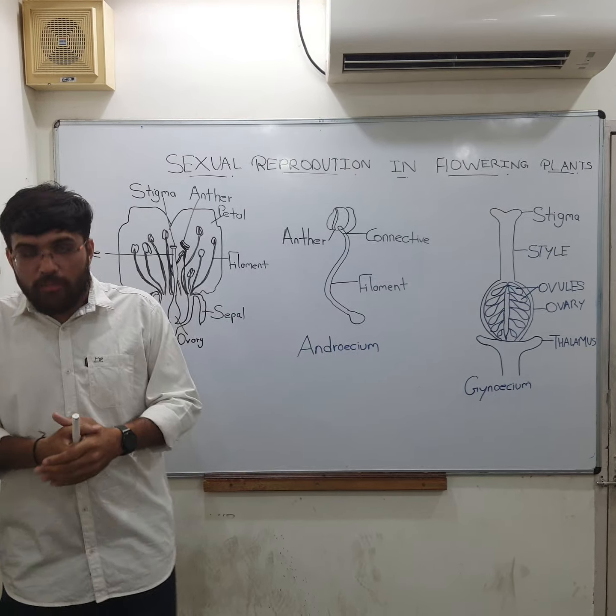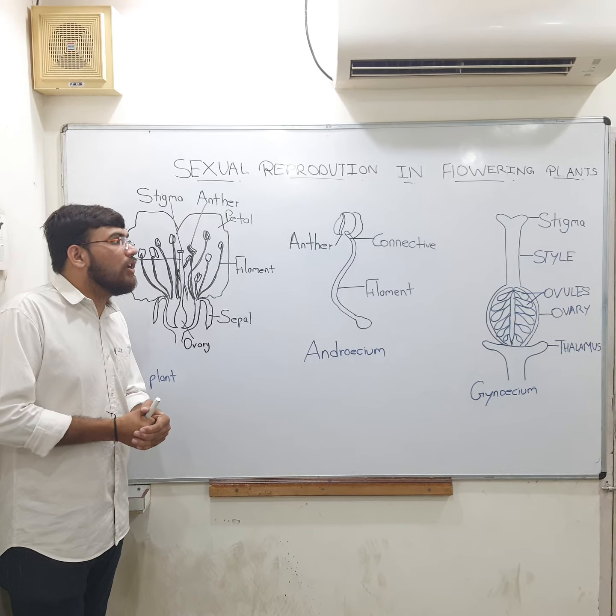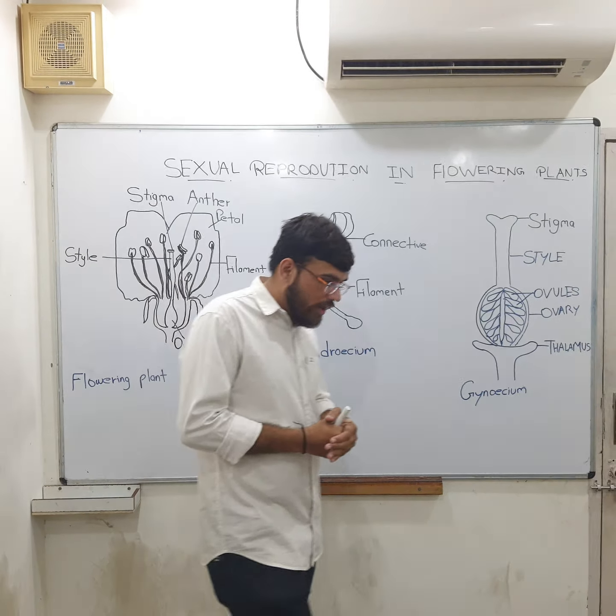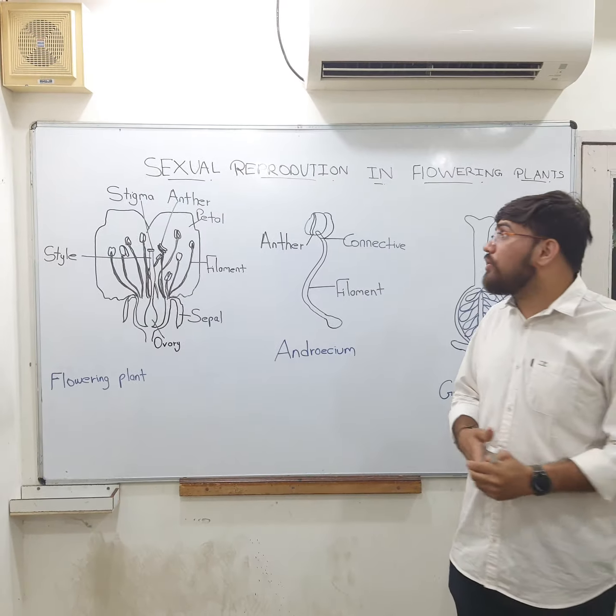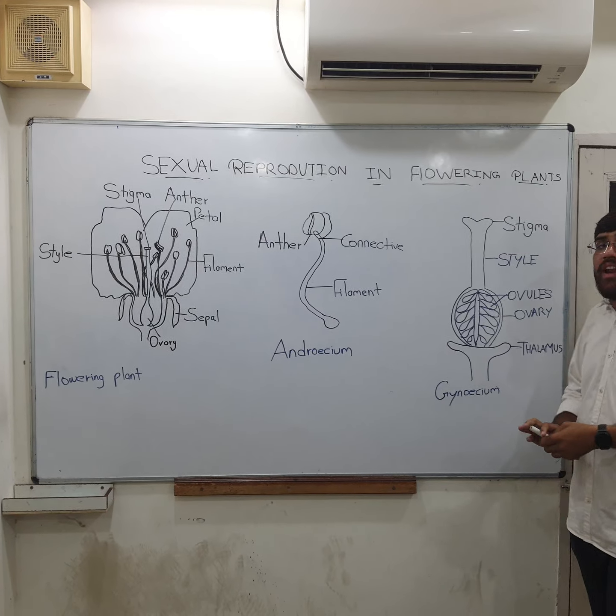And today we will talk about Class 10 Science Biology Chapter 7, How do Organisms Reproduce. And we will talk about sexual reproduction in flowering plants.